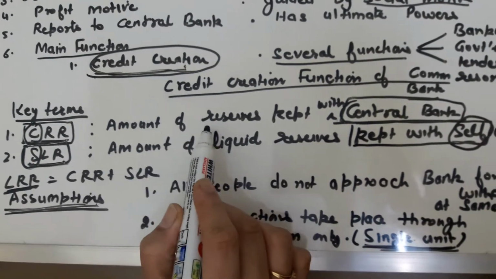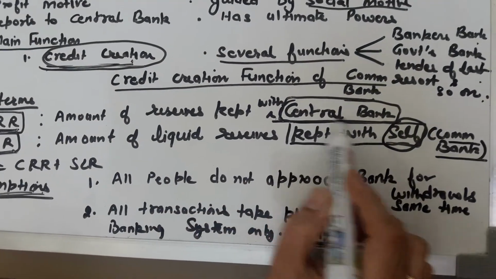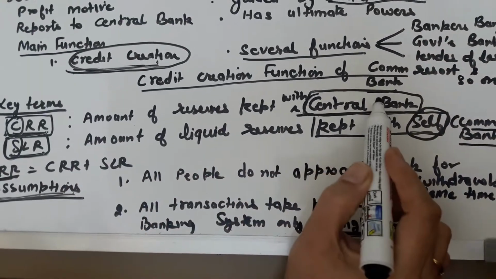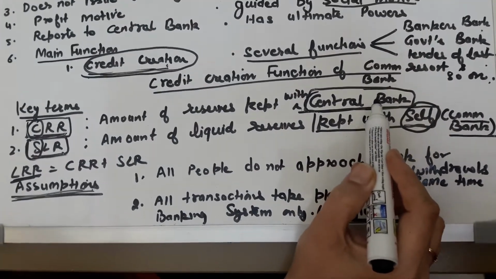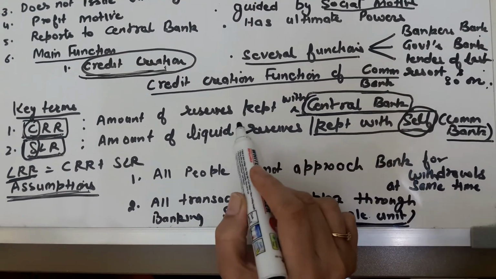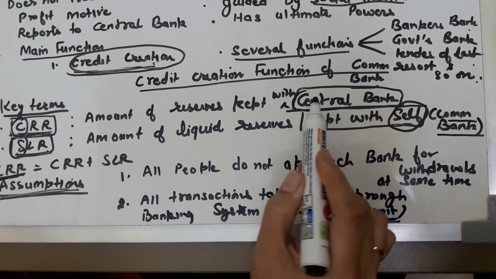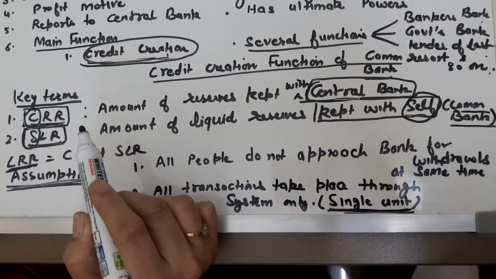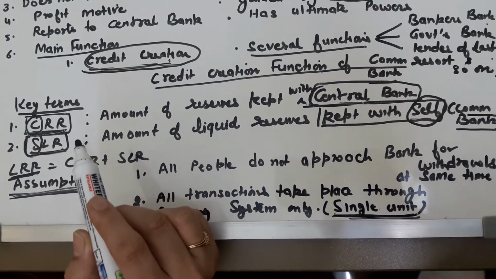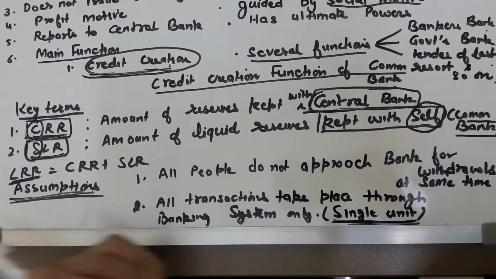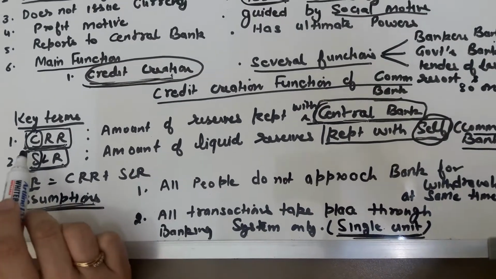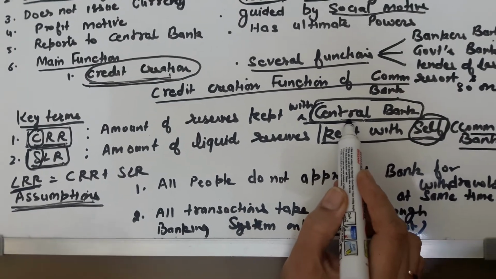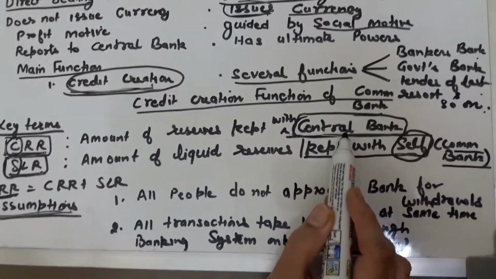CRR is the amount of reserves which are to be kept with central bank. Who keeps? Commercial bank keeps it with the central bank. For example, you are keeping rupees 1000 with your mother. In this case, your mom becomes the central bank and you become the commercial bank. Now, why do you keep this money? You keep this money so that in case of emergency, you can take it back from her. Similarly, commercial banks maintain CRR with central bank so that deposits can be withdrawn at the time of emergency.